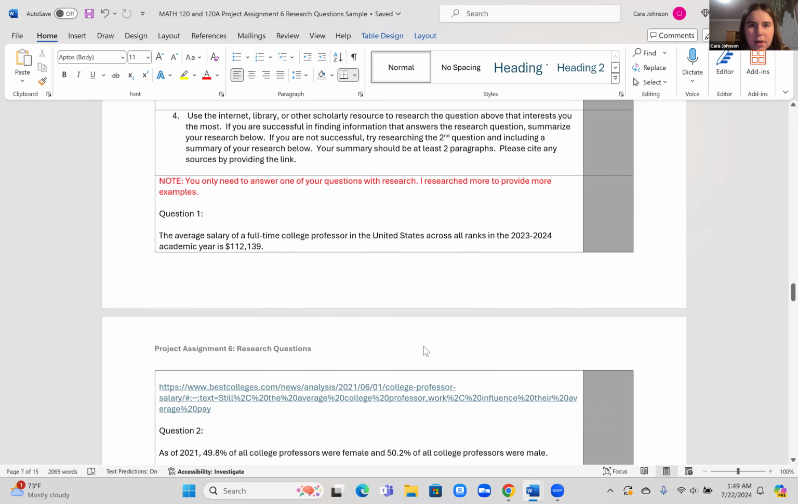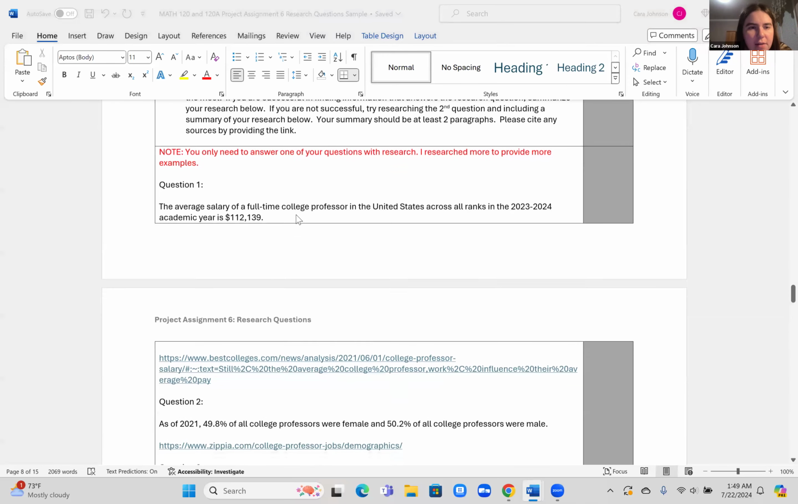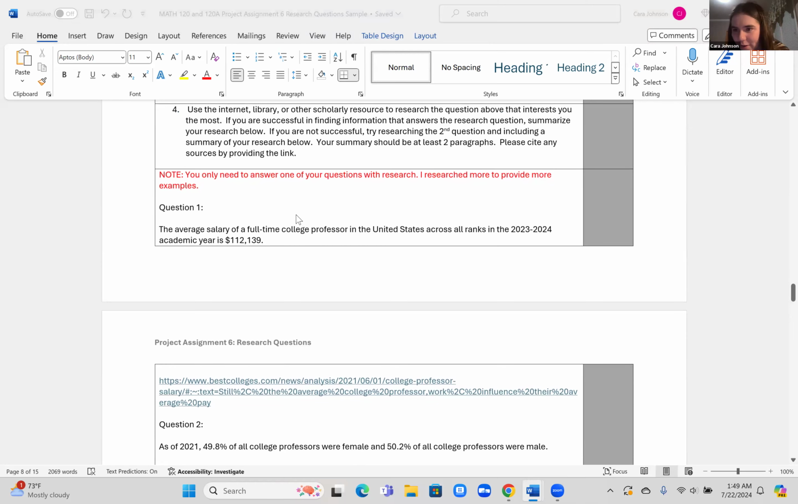And then the next part: use the internet, library, or other scholarly resource to research the question above that interests you the most. You only have to research the one that's the most interesting to you, one question. You only have to research a second question if you can't find anything about the first question. I did research on all of my questions just to give you examples.